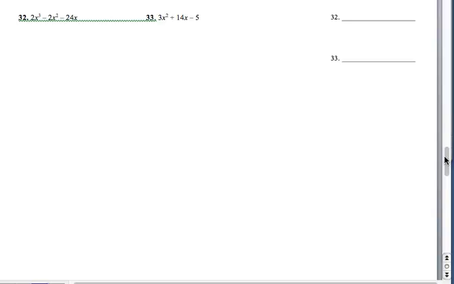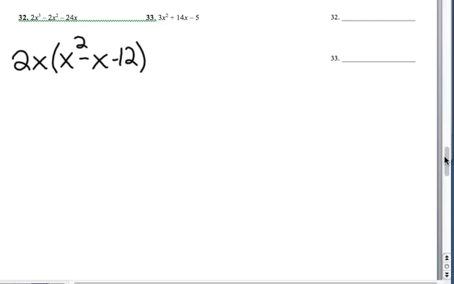So 32. Once again, I'm seeing some things that can pull out. I see each of those is divisible by 2, and there is an x in everything. When I pull that out, 2x cubed divided by 2x leaves me an x squared. Negative 2x squared divided by 2x leaves me a negative x. Negative 24x divided by 2x leaves me negative 12. So remember, pull out a GCF first if at all possible.